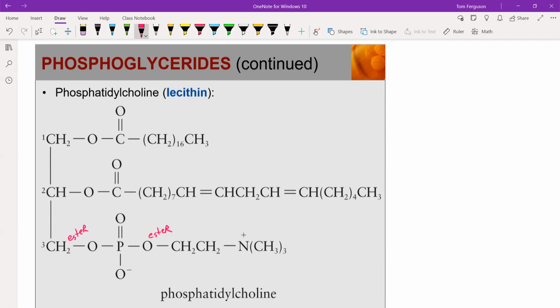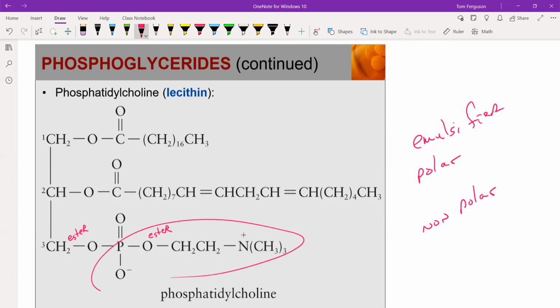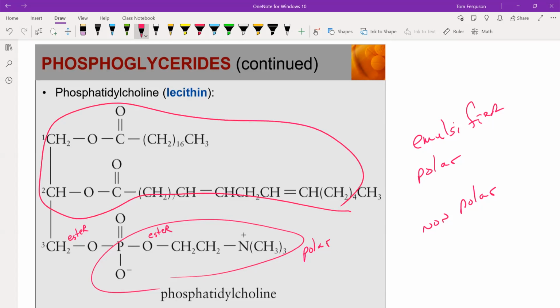So if you look at this, is this an emulsifier? Why, or why not? Remember, we need a polar group and a non-polar group. So this part represents the polar part. This part represents the non-polar part. Hence, it can act as an emulsifier.